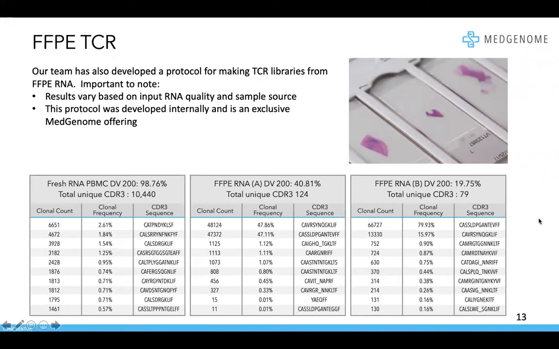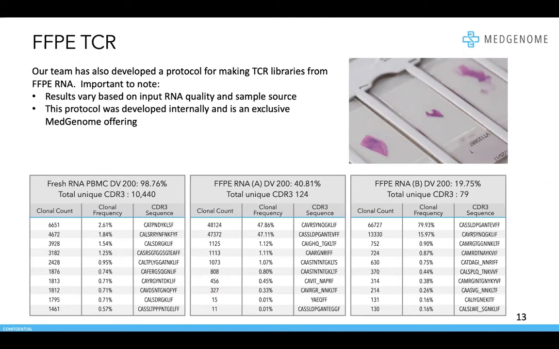A couple of things to mention: we do offer this, and it has certainly produced useful data for some projects, but it is very hit or miss, in that the quality of the data you get is really dependent on the quality of the input. Every FFPE slide is different. Every section of tissue is different. And if there's not a good representation of T cells on that slide, then it's not going to show up in the data. Another thing to keep in mind is the quality of the RNA that you get from FFPE.